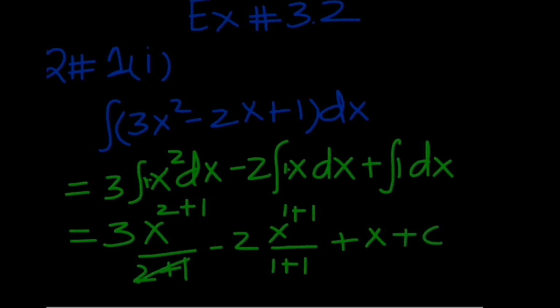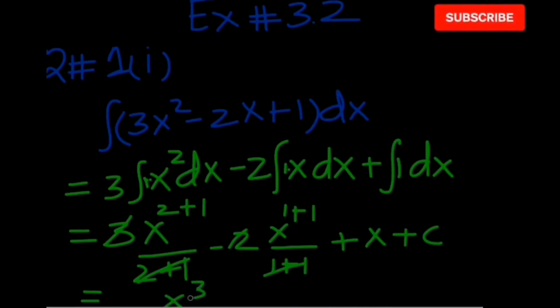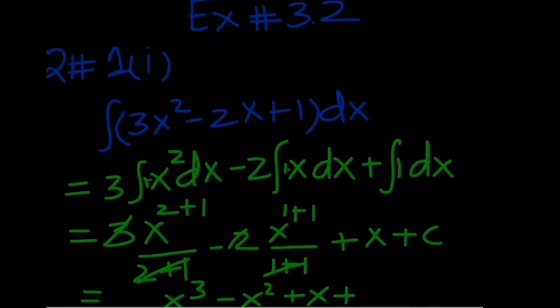The constant of integration. Now we write the final statement. 3 is cancelled with 3, 2 is cancelled with 2, so the answer will be x cube minus x square plus x plus c. This is the integration of the given function.